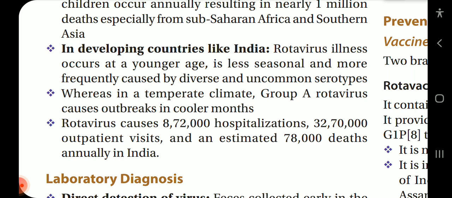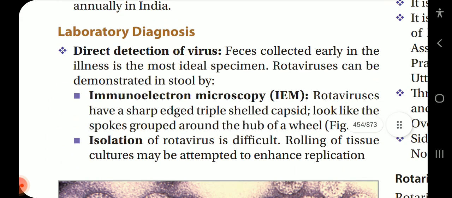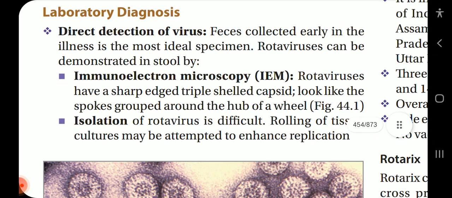Whereas in temperate climates, group A rotavirus causes outbreaks in cooler months. Rotaviruses cause 8,72,000 hospitalizations, 32,70,000 outpatient visits and an estimated 78,000 deaths annually in India. Lab diagnosis: direct detection of the virus in feces collected early in the illness is the most ideal specimen.